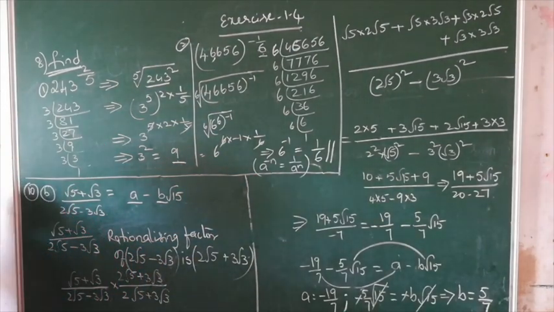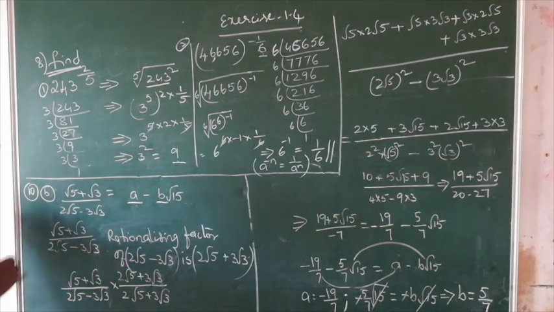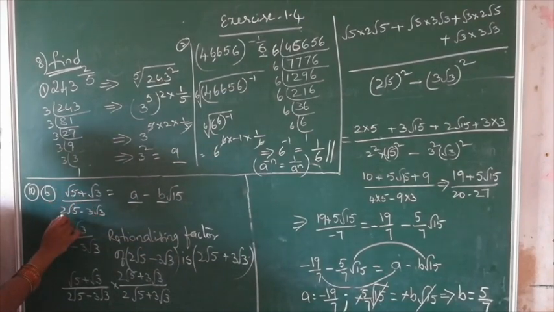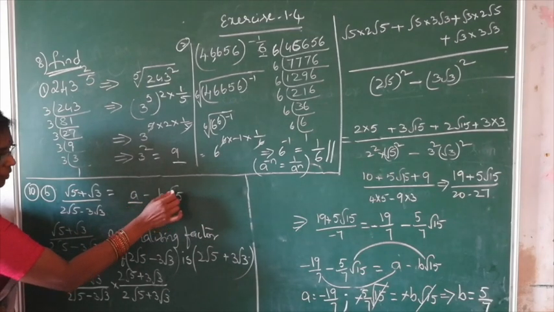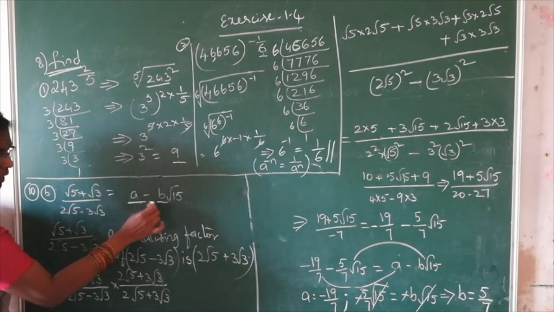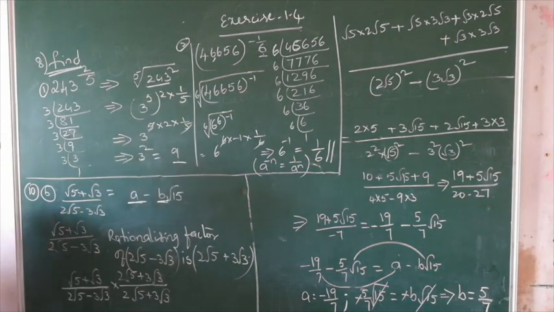Next, 10th question. Now, (root 5 plus root 3) by (2 root 5 minus 3 root 3) is equal to a minus b root 15. You have to find the value of a and b. How to find? First we have to take LHS. Then on LHS we have to do rationalization.